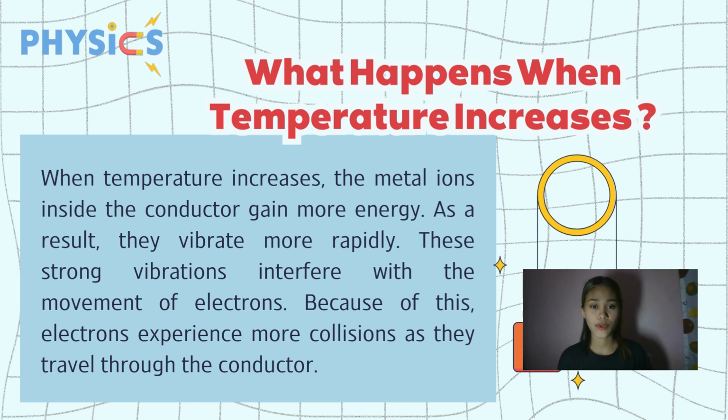What happens when temperature increases? When temperature increases, the metal ions inside the conductor gain more energy. As a result, they vibrate more rapidly. These strong vibrations interfere with the movement of electrons. Because of this, electrons experience more collisions as they travel through the conductor.